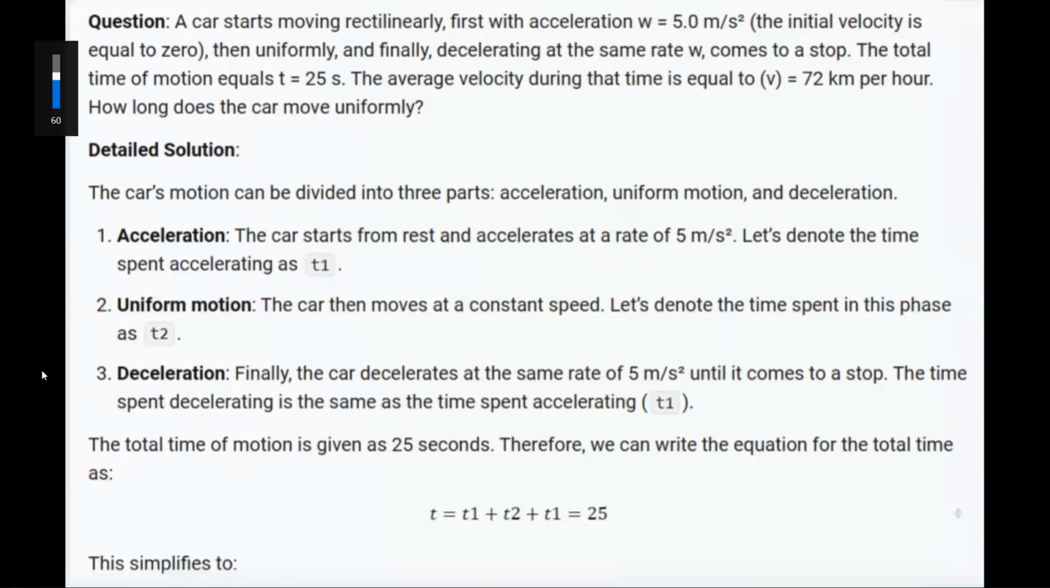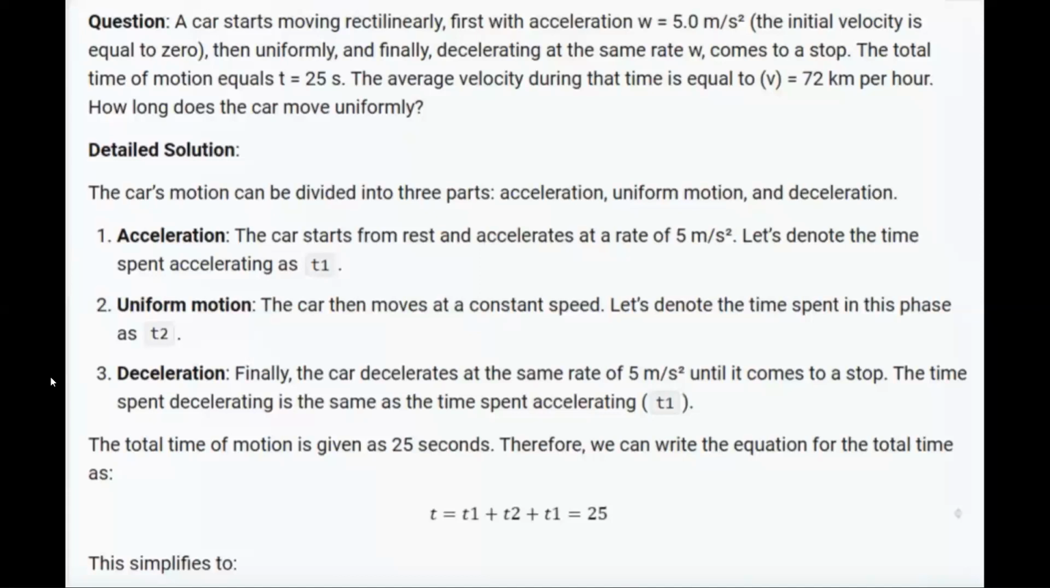A car starts moving rectilinearly, first with acceleration w equals 5.0 meters per square second. The initial velocity is equal to 0, then it moves uniformly, and finally, decelerating at the same rate w, comes to a stop. The total time of motion equals t equals 25 s. The average velocity during that time is equal to v equals 72 kilometers per hour. How long does the car move uniformly?